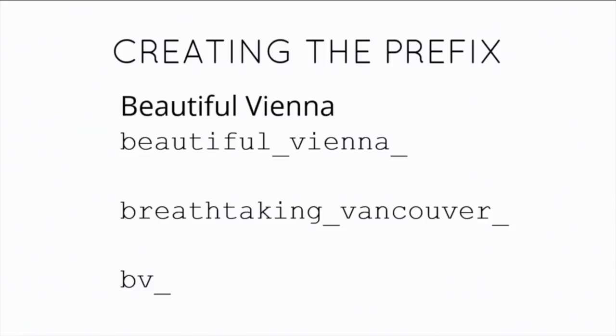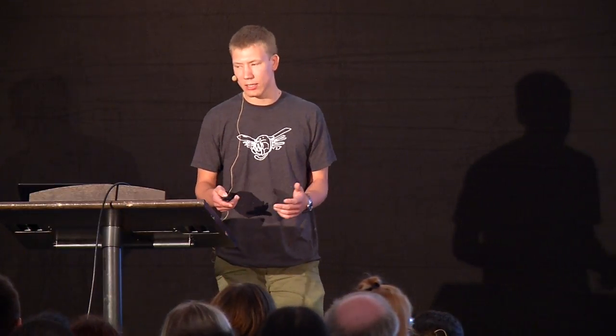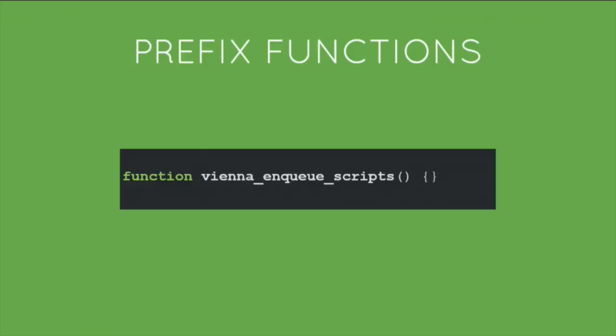But what you need to be careful of is that there might be another theme called Breathtaking Vancouver, and that has the same initials. So if you prefix two functions the same way, you end up having bv_enqueue_scripts twice, and you'll have a clash again. In my further examples, I'll be using vienna as my prefix, and this is the proper way of doing it.